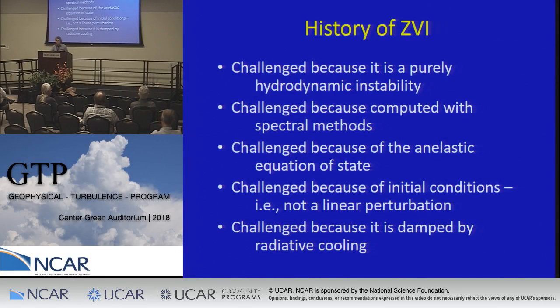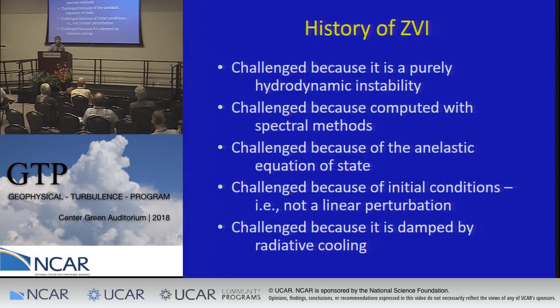Okay, so I want to give you a little bit of history of ZVI. I feel like it's the black sheep of astrophysics at this point. So I want to go through some of the things. It was originally challenged because it's a purely hydrodynamic instability. And when this came out, the conventional wisdom was, but there are no purely hydrodynamical instabilities in Keplerian types of disks. Okay, so we'll come to that in a moment.